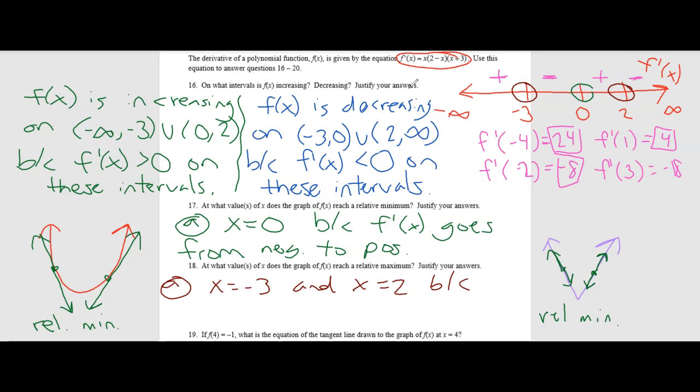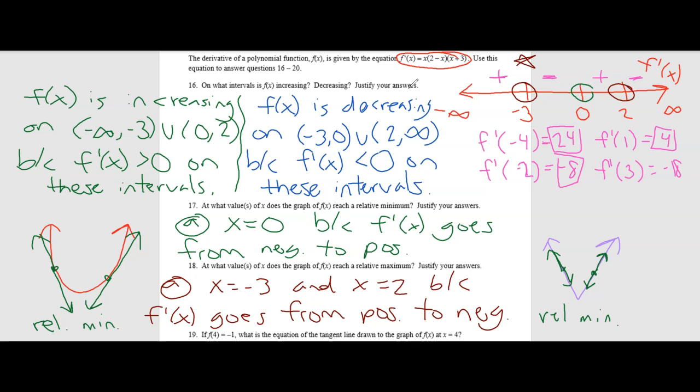Again, don't forget that justification, because f prime of x goes from positive to negative. So this number line tool up here is super helpful, not only for increasing and decreasing intervals, but for understanding which horizontal tangents, or which spots where the derivative is equal to 0, are relative minimums and relative maximums.